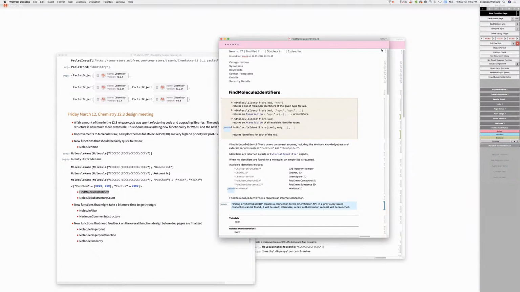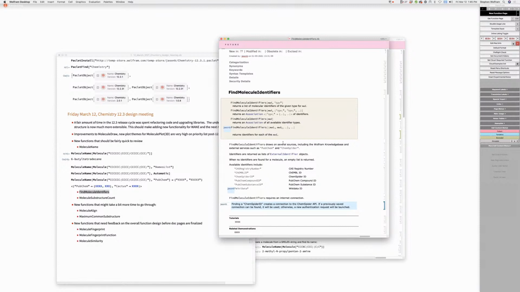So wait a minute. So you're removing it from the molecule properties? Let's see. So they were de-documented. You can still ask for the property and it will still work, but it's not on the documentation page. And so this would be the documented way to get the external identifiers. What's our standard way of getting an external identifier for another entity? EntityValue is the only way that I know.